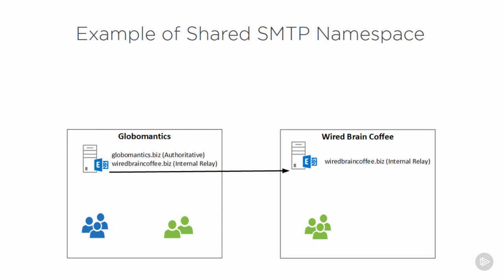Now consider what might happen if the Wired Brain Coffee environment also doesn't have a recipient that matches the address the email was sent to. Since this is an internal relay domain, Wired Brain Coffee should route any email that it doesn't have a local recipient for back over to the Globomantics organization. That's how you'd expect it to work, because the users already migrated to Wired Brain Coffee still need to be able to email their colleagues who are still in the Globomantics organization.